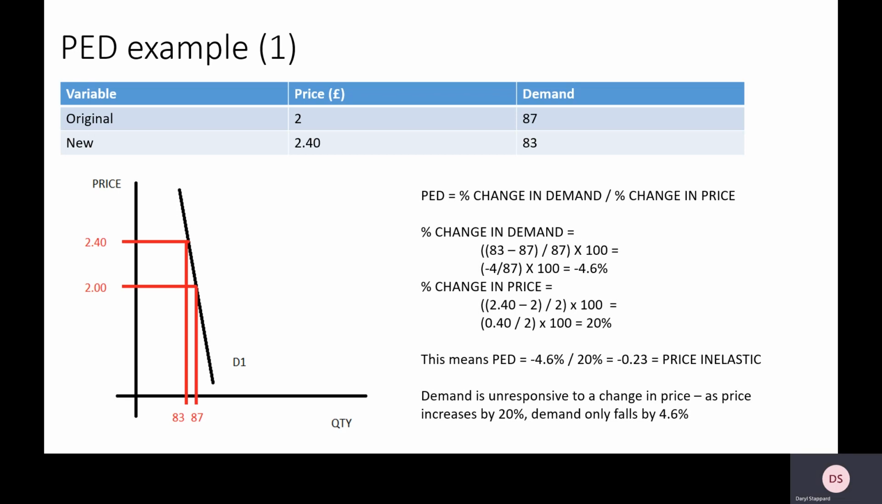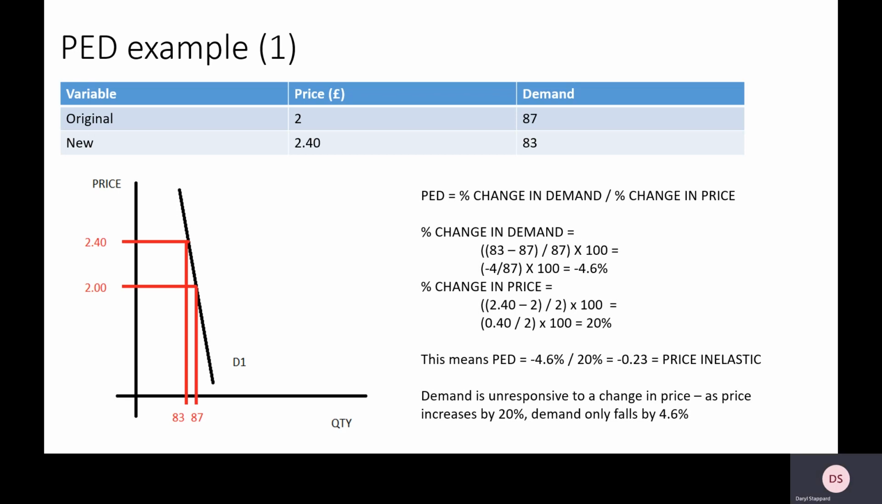Right, now in this scenario then, the original price was £2. When the price was £2, this product was being demanded 87 times. So at £2, demand was 87. When we increase the price to £2.40, demand falls to 83.